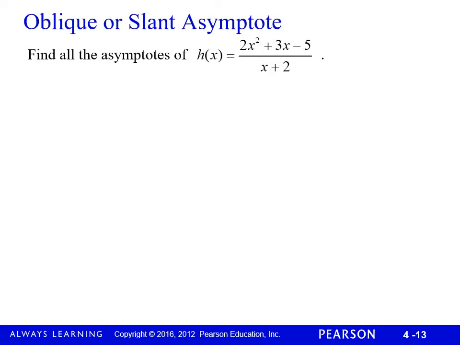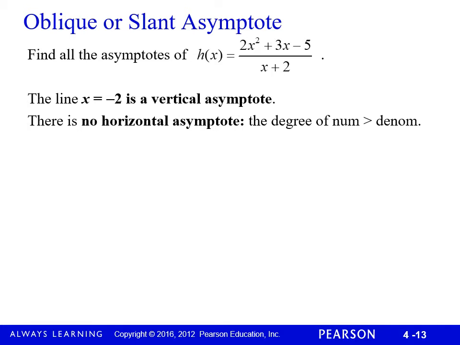Let's look at another problem. Find all the asymptotes of h of x equals 2x squared plus 3x minus 5 divided by x plus 2. The first thing we're going to do is find the vertical asymptote by setting the denominator equal to 0, and we get x equals -2 as our vertical asymptote. Then we're going to look for our horizontal asymptote, and we can see that there is no horizontal asymptote because the degree of the numerator is 2 and the degree of the denominator is 1, so the numerator is greater than the denominator, which means we have no horizontal asymptote.